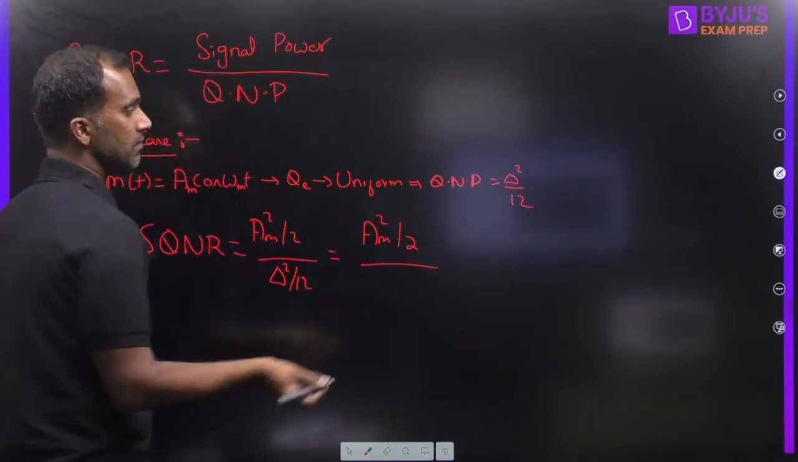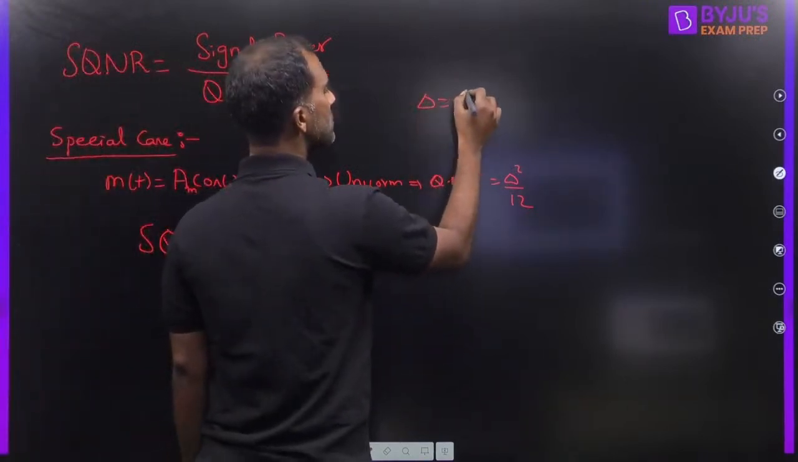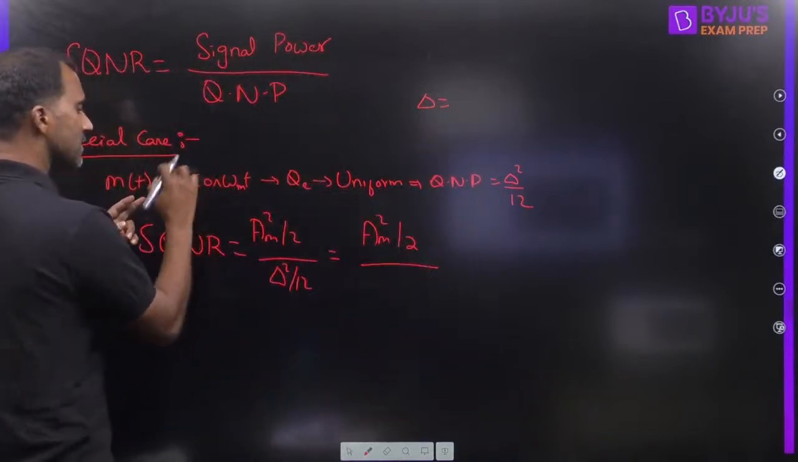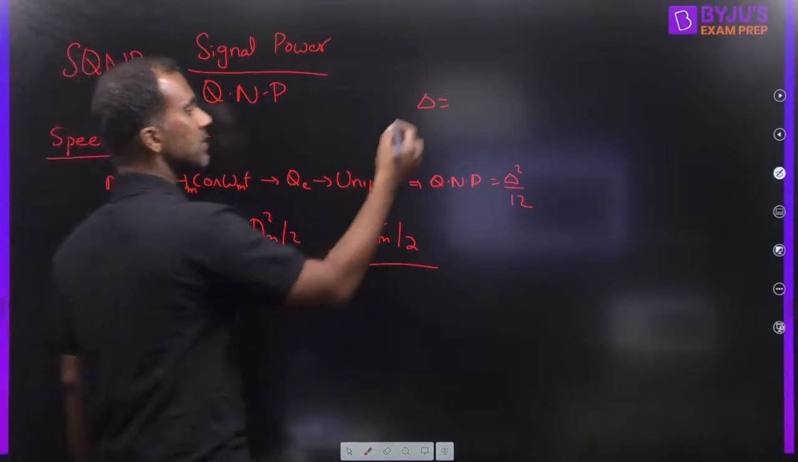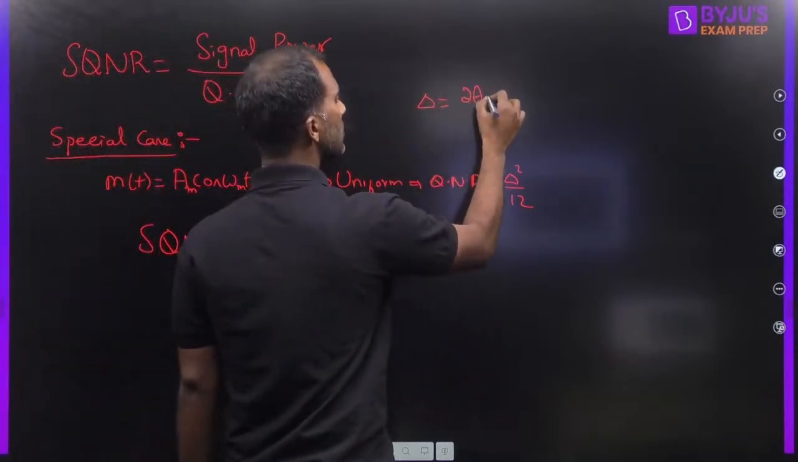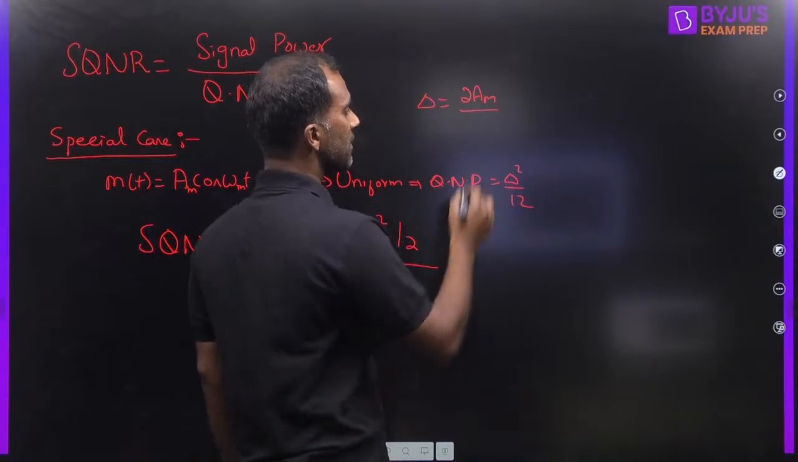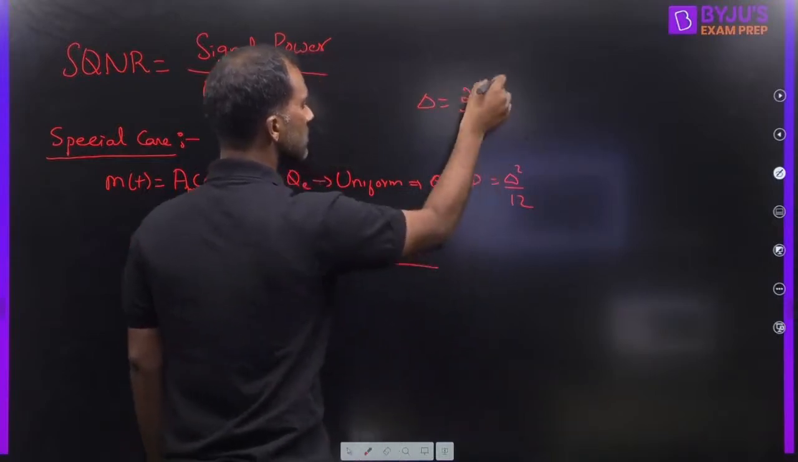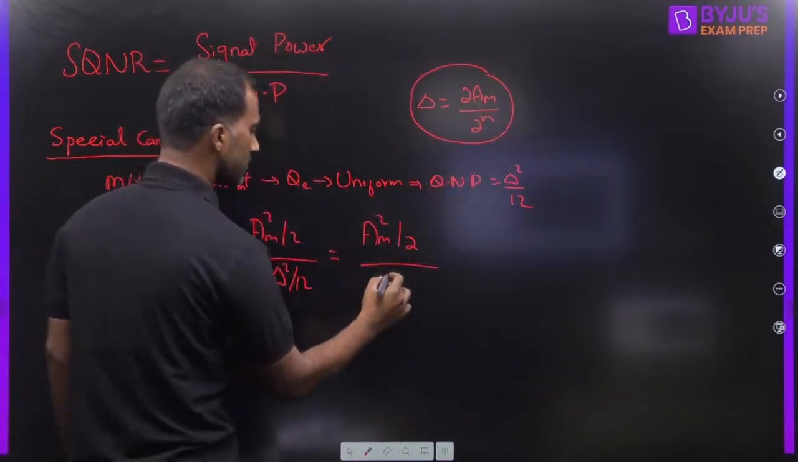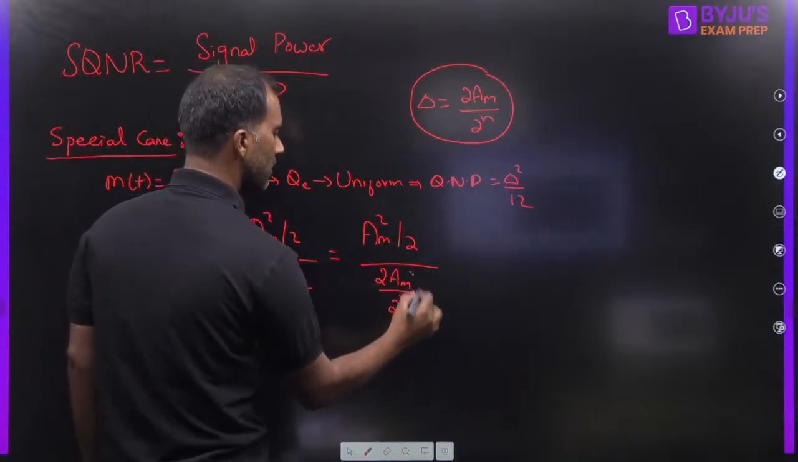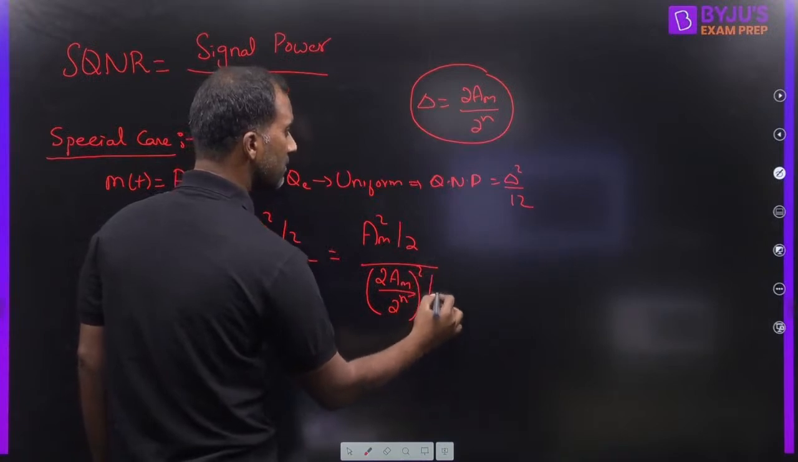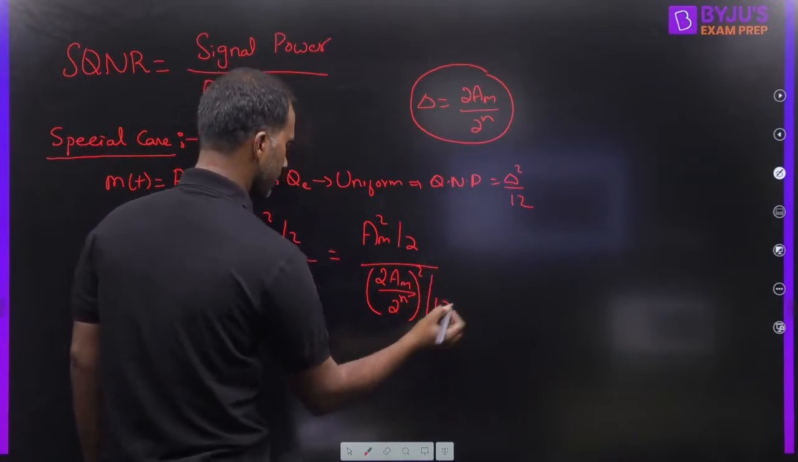What is the del value? It is the voltage swing. What is the voltage swing of this signal? Highest voltage possible is plus Am, lowest voltage possible is minus Am. So 2 Am is the voltage swing. The range of voltage possible is 2 Am divided by 2 to the power of n. So this is delta. Let us substitute it here: 2 Am divided by 2 to the power of n, whole square, divided by 12.